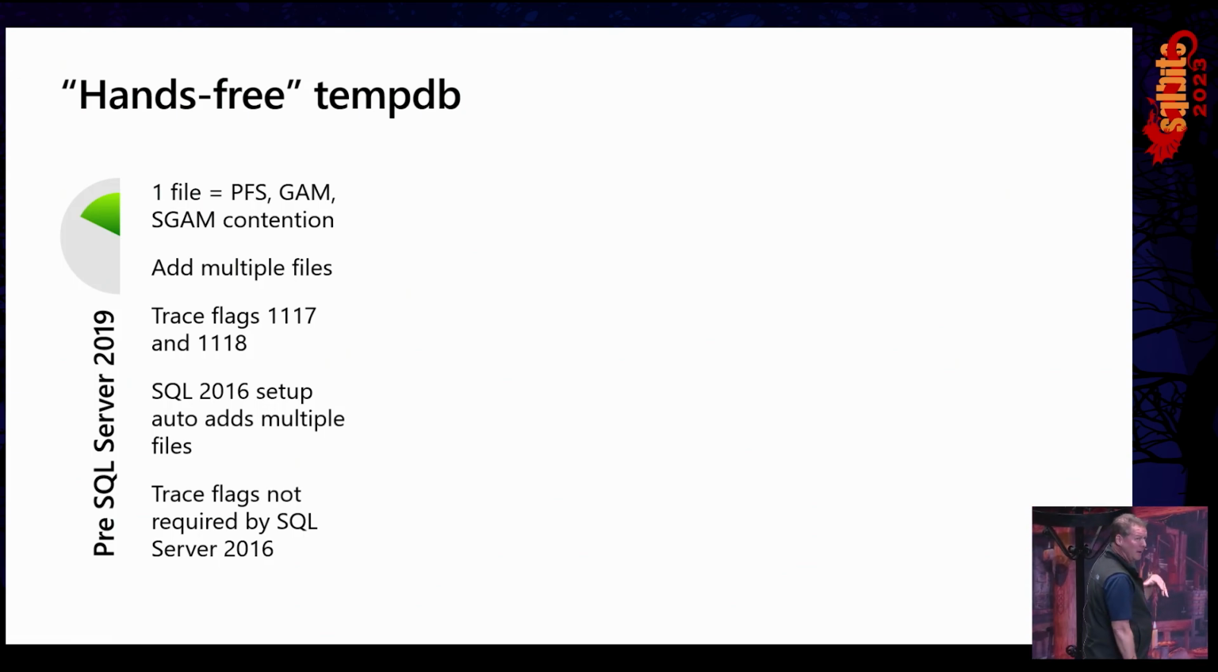Start with 8, add by 4, et cetera. But that was a technique we did. We also added trace flags to make sure we use uniform extents, grow the tempdb files at the same level so that this whole file scheme would work.